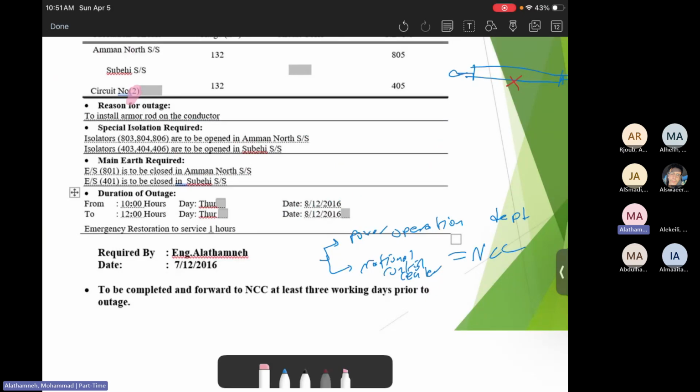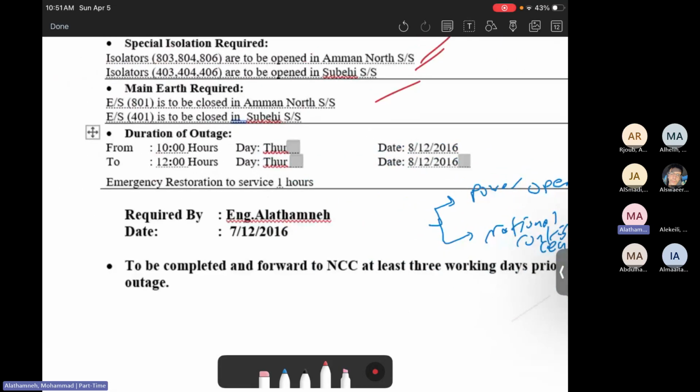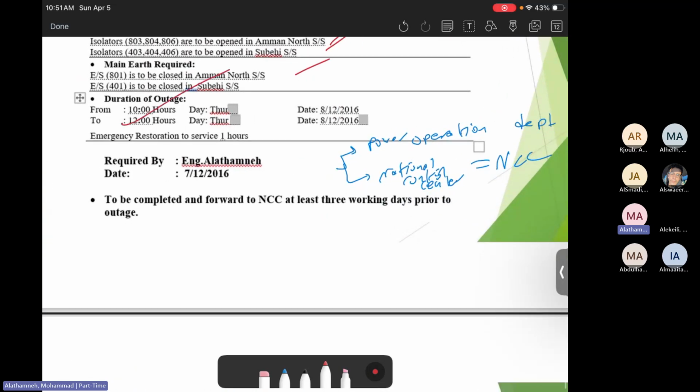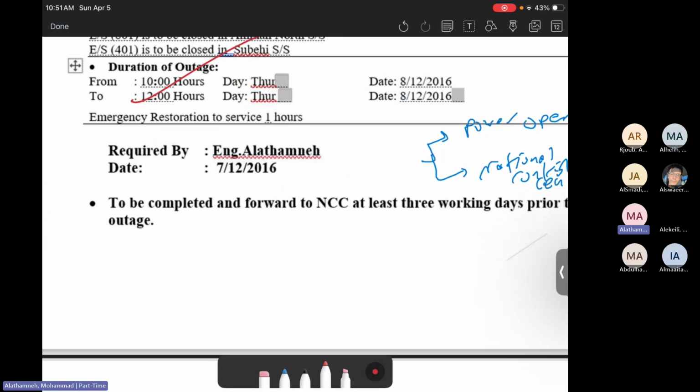Okay, now we are done with everything here, almost everything. Then the next thing, here's the earth switches. Like the duration of the outage, you need to tell them in details when it is going to happen, how long it's going to take. Then there is something we call emergency restoration service. Here we wrote it as 1 hour. What do I mean by emergency restoration service?